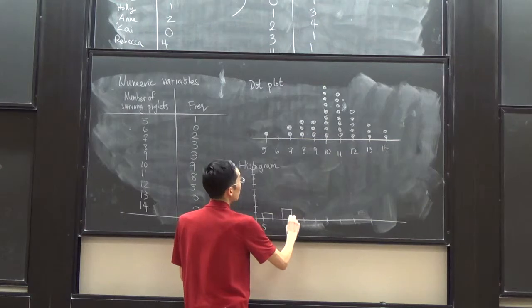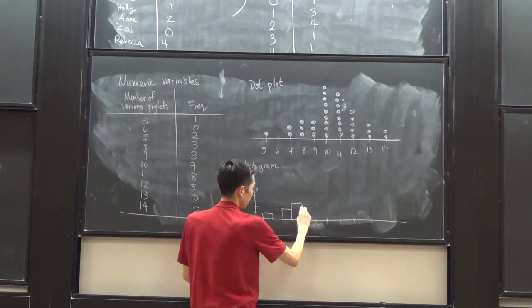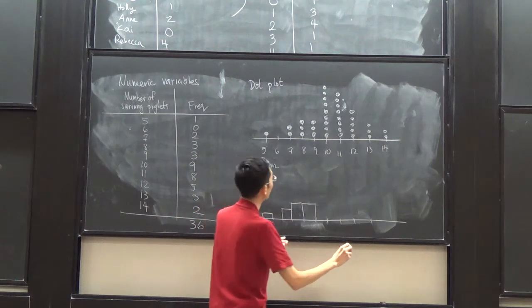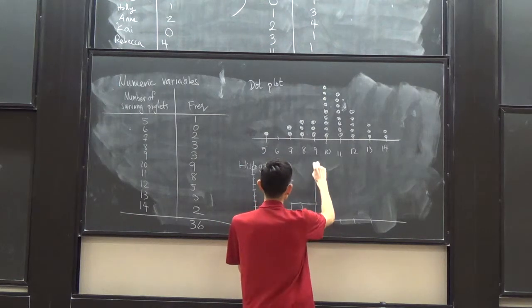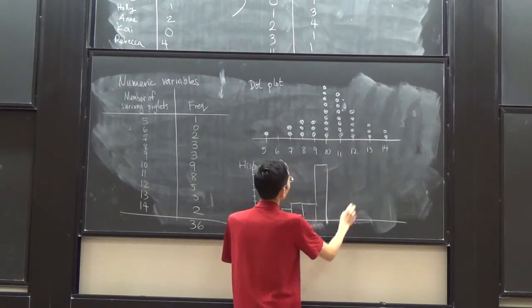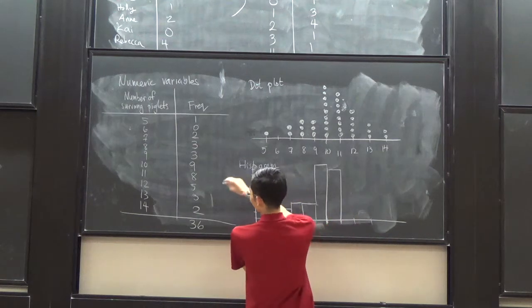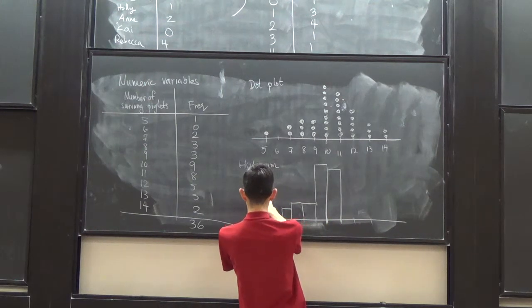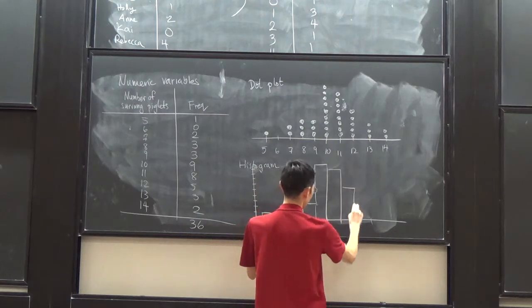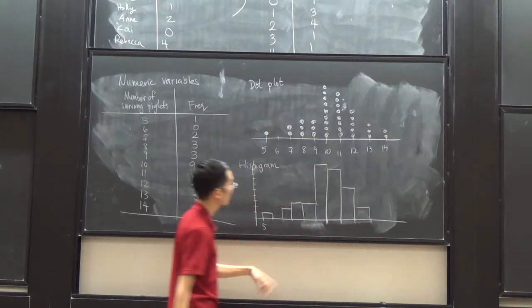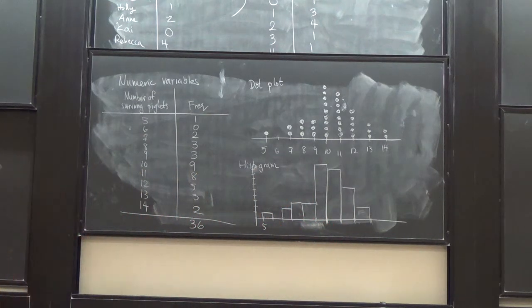This one has 2, and you don't have to copy this into your notes unless you really want to, because I think the book has this exact picture. 12 at 5, 1, 2, 3, 4, 5. Something like that, okay? And this is a histogram rather than a dot plot.